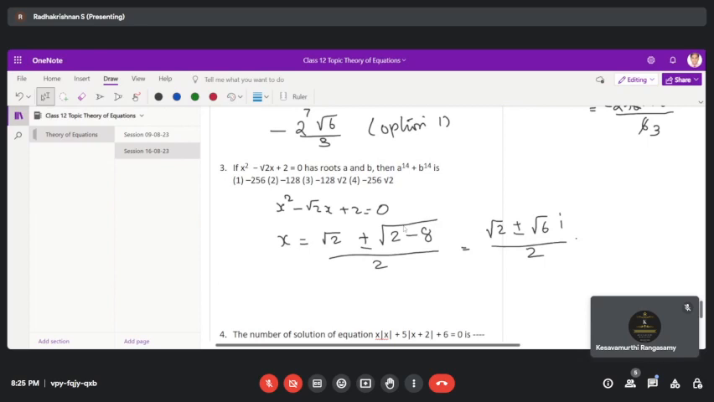Sundaresh, you want to try how to get it into polar form? Yes, sir, I will try, sir.